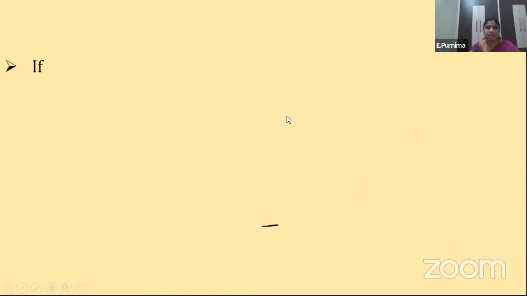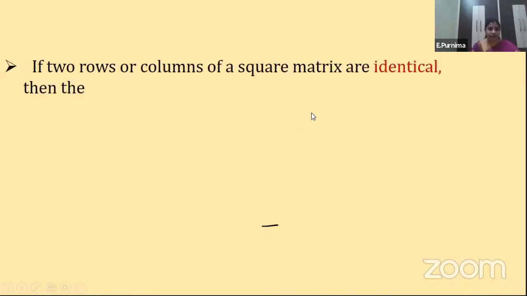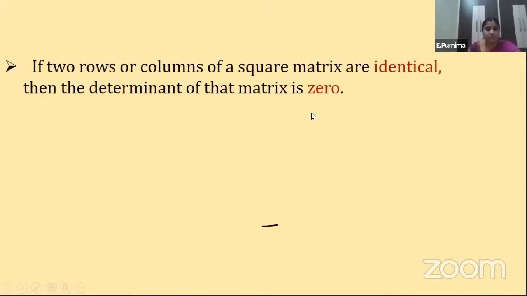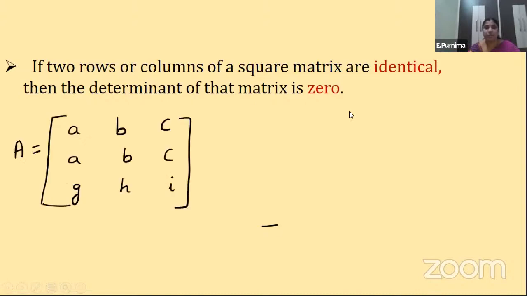And the next one: if two rows or columns of a square matrix are identical, then the determinant of that matrix is 0. Identical means the same. So if any two rows are the same, here this is a matrix with rows a b c and a b c. If you observe here, the first row and second row, R1 and R2, are the same.